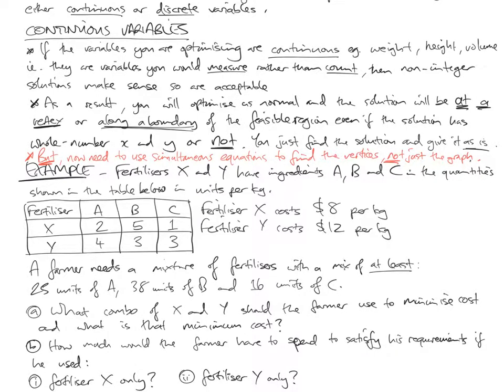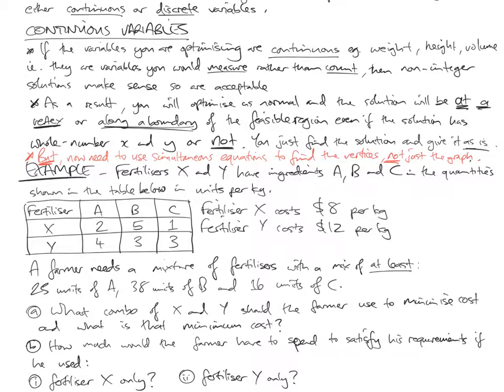It makes sense to have a weight that's between 160 and 161. You can have a weight of 160.5. You're not counting weight and it's not going to be whole numbers. So a solution that is not a whole number makes sense, so it has to be acceptable. As a result, you will optimize as normal using my 7-step process that I've done in previous videos. But the solution is going to be at a vertex or along a boundary of the feasible region, even if the solution isn't a whole number.